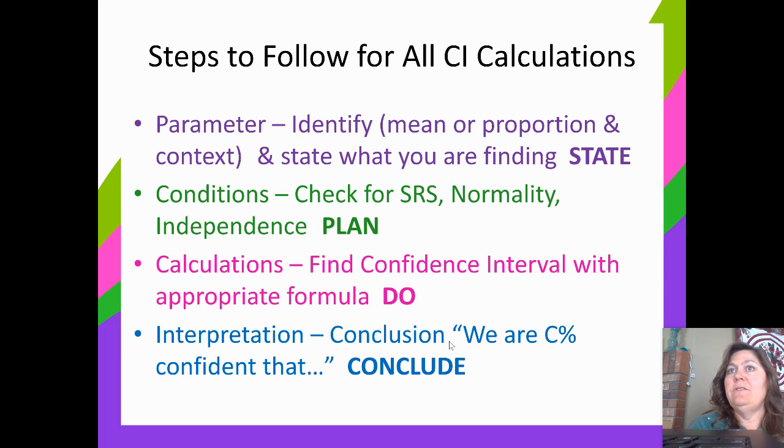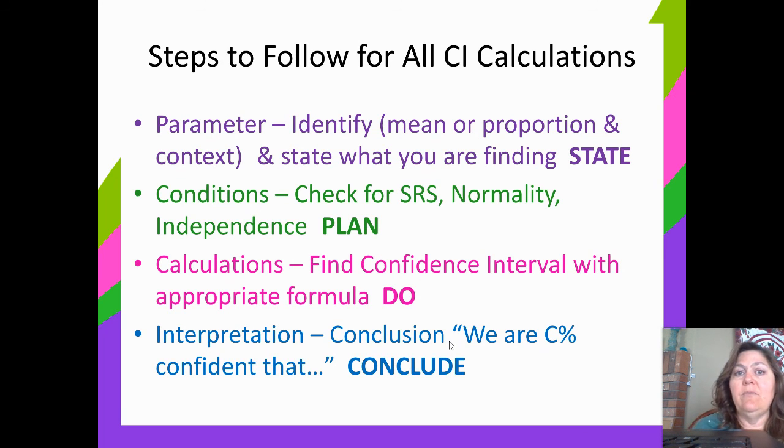State is stating your parameter, whether it's a mean or a proportion, and the context it's within. No matter what your CIs are, whether they're means or proportions, these are the same 4 steps. State what you are finding. Your conditions: check for SRS, normality, independence. This is your plan.